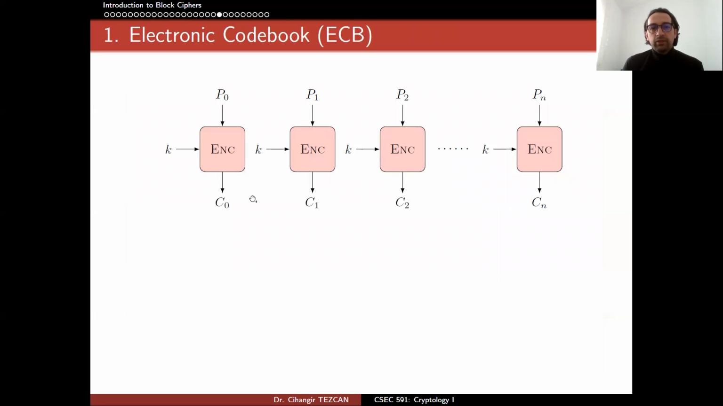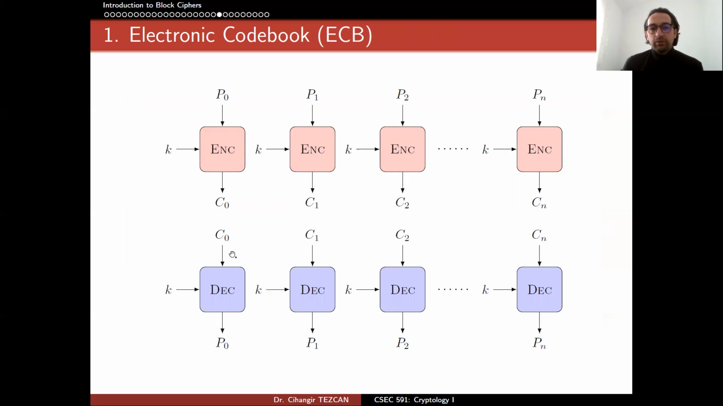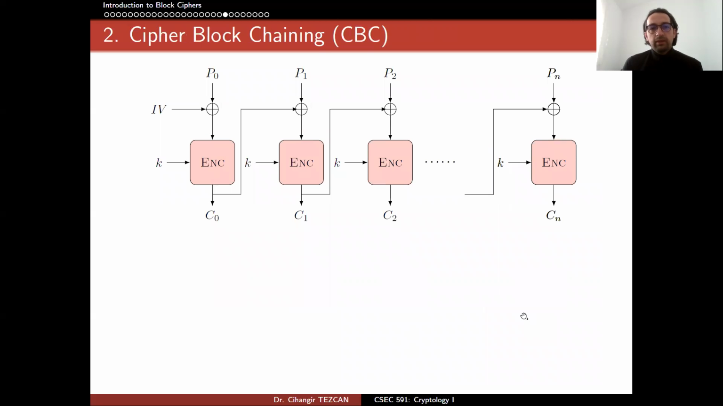So the first one was electronic codebook. This is how we do the encryption. The person who receives the ciphertext has the ciphertext and also has the secret key, performs the decryption operation, and obtains the plaintext. But let's move on to cipher block chaining.